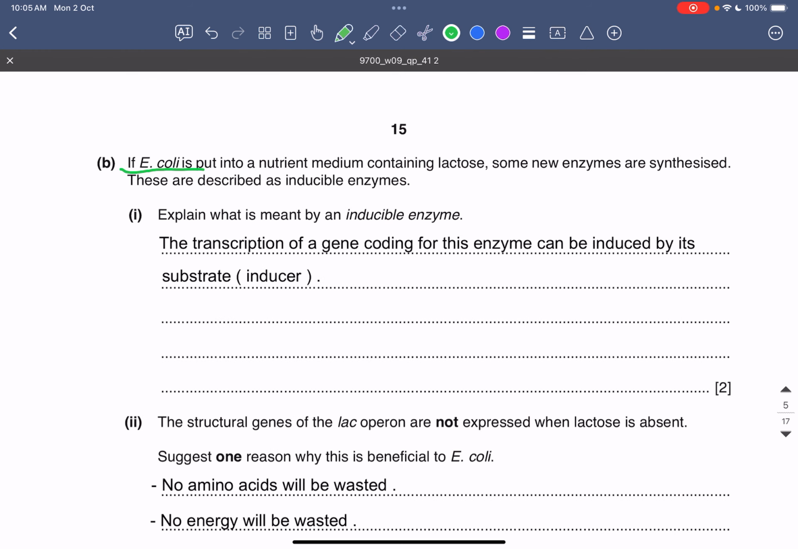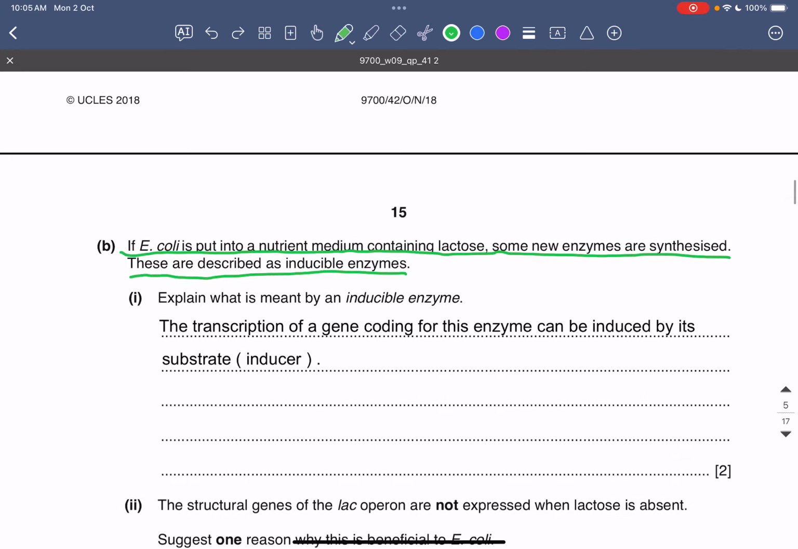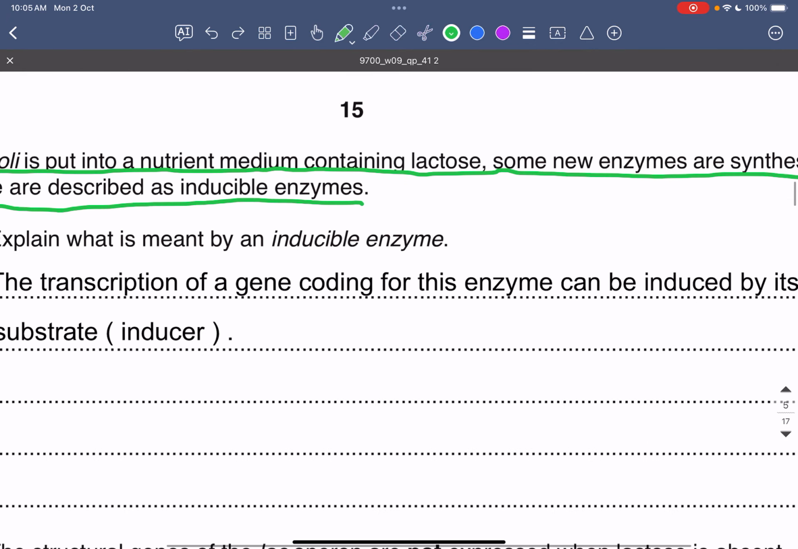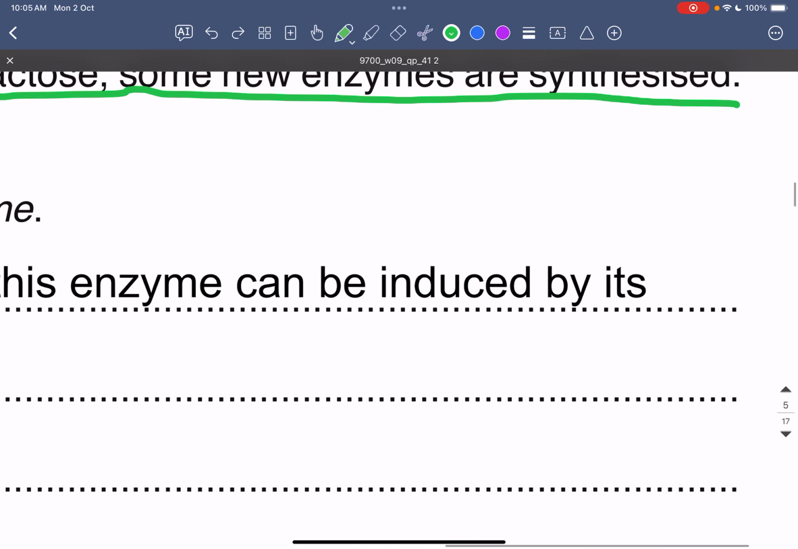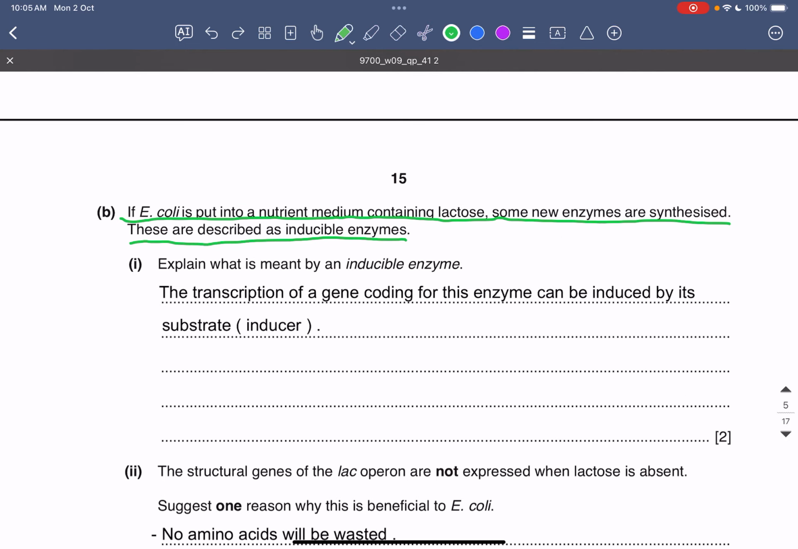If E. coli is put into a nutrient medium containing lactose, some new enzymes are synthesized. These are described as inducible enzymes. Explain what is meant by an inducible enzyme. So it's for 2 marks. For 2 marks, we can write: the transcription of a gene coding for this enzyme can be induced by a substrate, also known as an inducer.